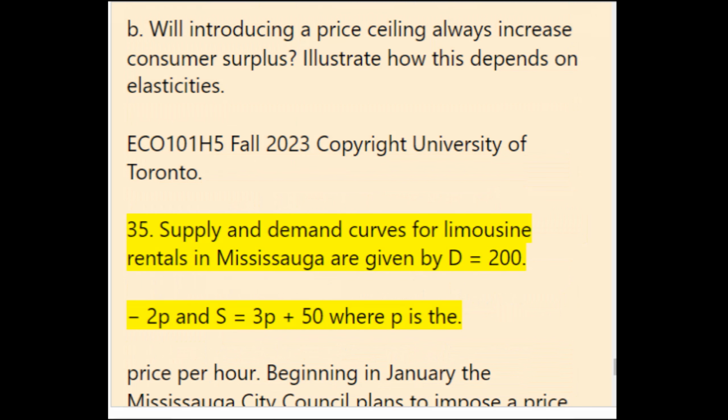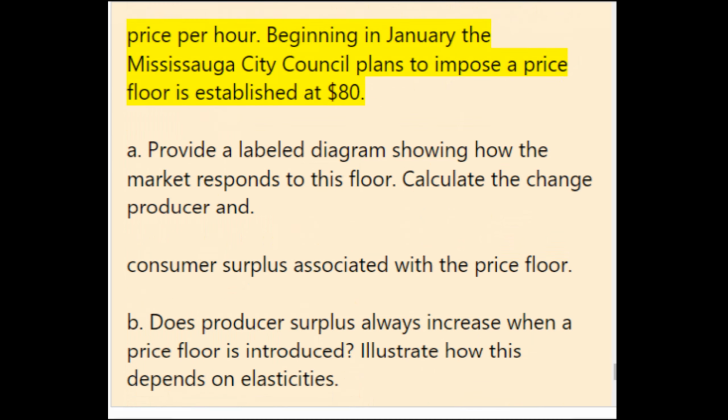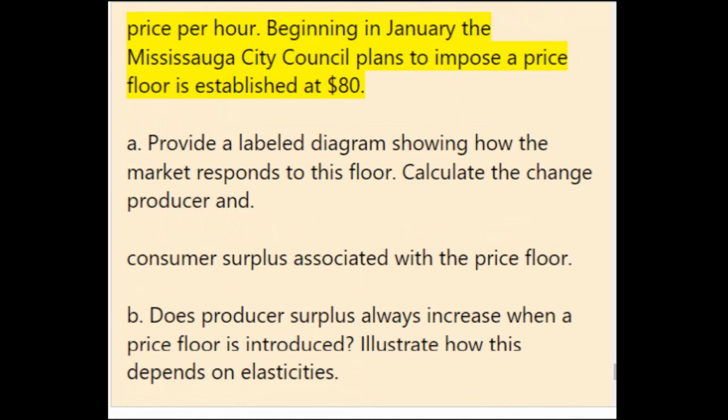35. Supply and demand curves for limousine rentals in Mississauga are given by D equals 200 minus 2P and S equals 3P plus 50, where P is the price per hour. Beginning in January, the Mississauga City Council plans to impose a price floor established at $80.